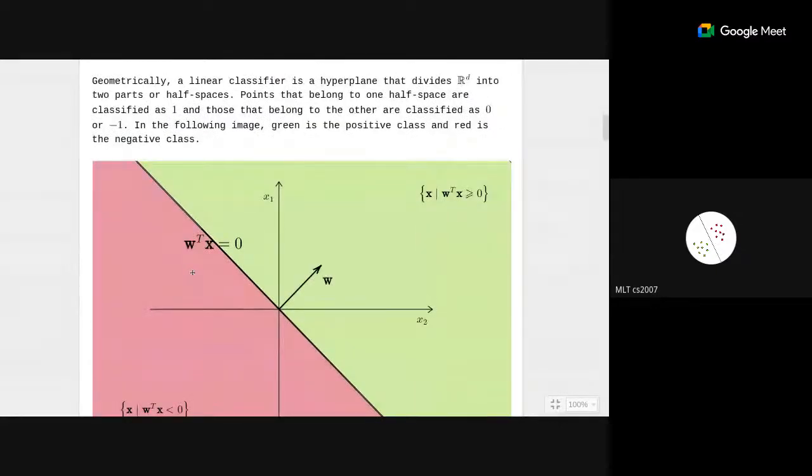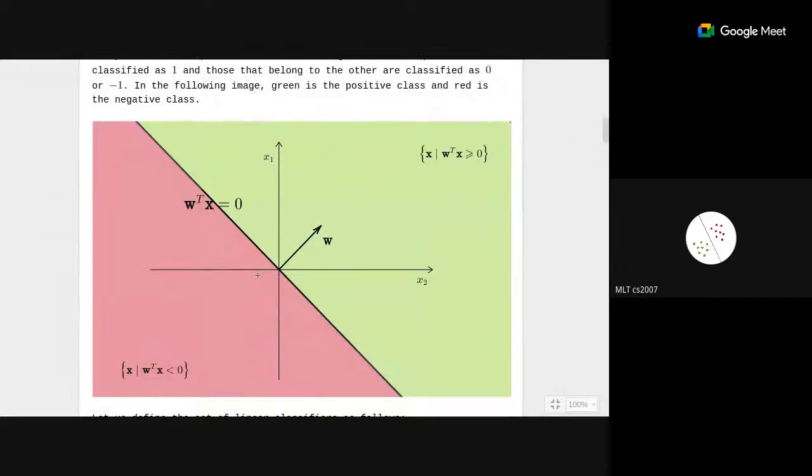Next, we come to what is called the geometric interpretation of a linear classifier. So every linear classifier is going to divide your plane into two halves, right? And in the case of two features, x1, x2, a two feature problem, these halves are called half planes, right? In the case of R^D, they are called half spaces. So the green corresponds to +1 or the positive class, and the red corresponds to -1 or 0, the negative class.